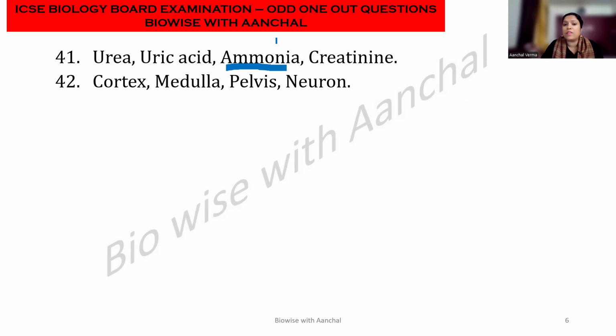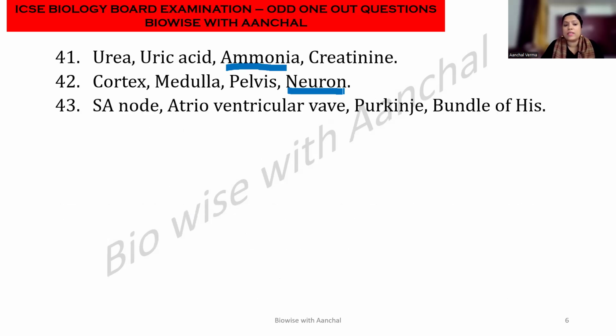Cortex, medulla, pelvis, neuron. Now here, cortex, renal medulla, renal pelvis are the components of the kidney, but neuron is the structural and functional unit of the nervous system. Okay. Then SA node, atrioventricular, it should be valve. It should be valve. Purkinje fibers and bundle of His.